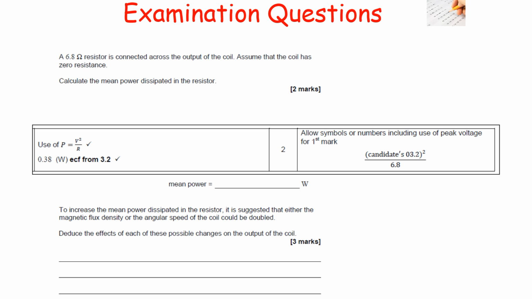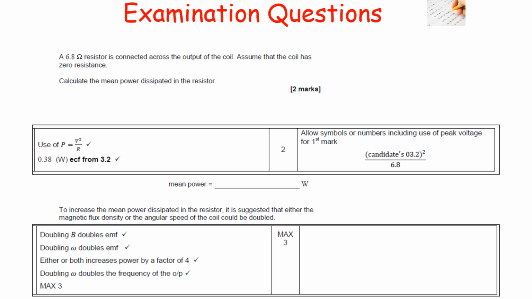Now this next question is saying to us that the angular speed of the coil could be doubled or the magnetic flux density could be doubled to increase your power dissipated. You've got to indicate firstly that if you double your magnetic flux density, because we know that EMF is equal to BANω, we'll be doubling V, we'll double the EMF. We also know that if we double the angular velocity ω, we'd also be doubling EMF, because remember BANω is equal to EMF. So if you double both of them, as each one has a doubling effect, the overall effect on EMF is going to be to the power of 4.